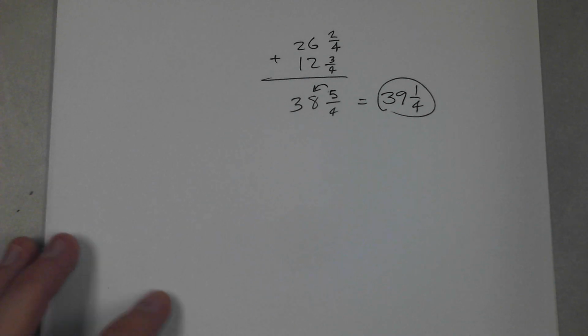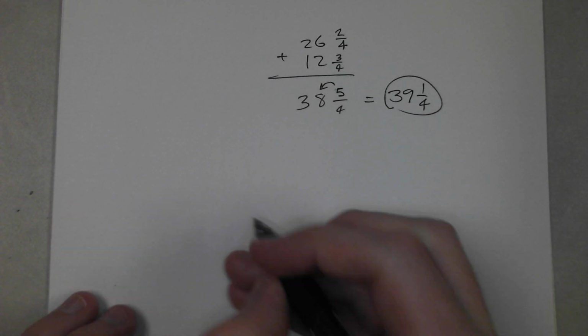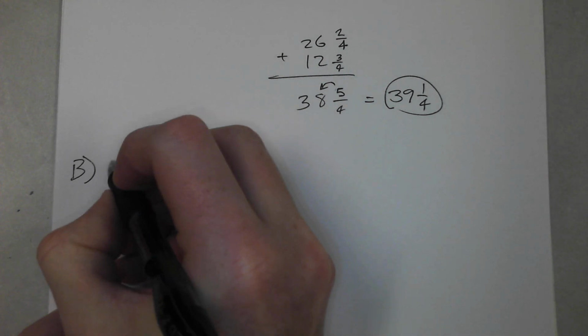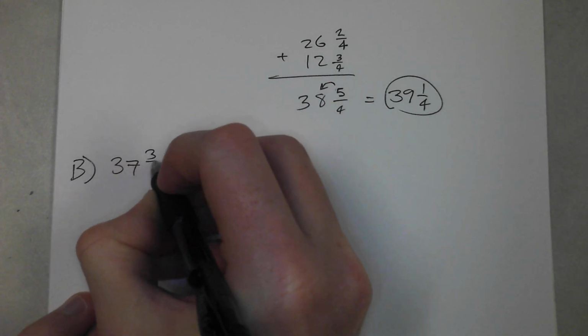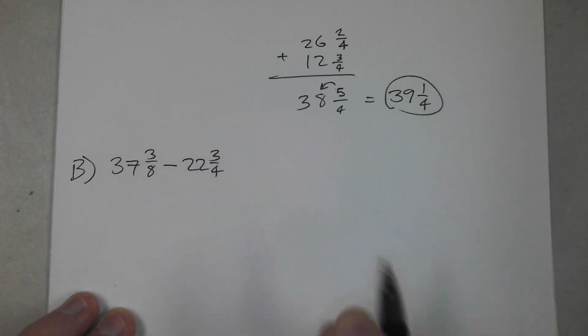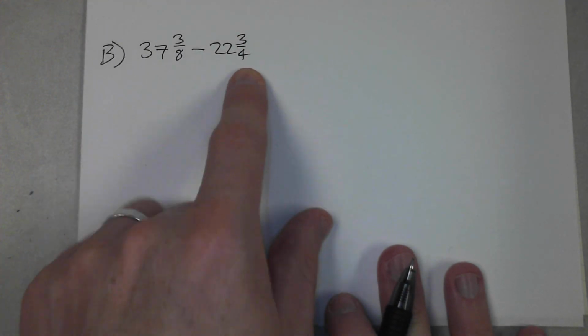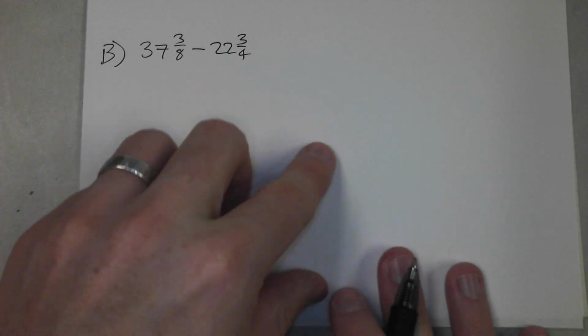The same strategy works when we are subtracting. So here is our next problem. 37 and 3/8 minus 22 and 3/4. All right, looking at this, I have different denominators. I think I need to change the fourths to get it equivalent to the eighths.